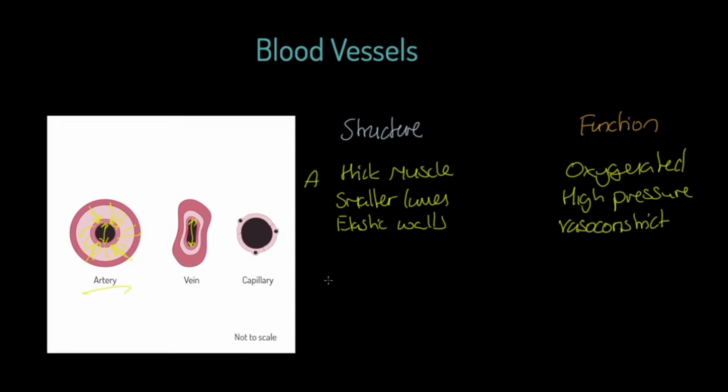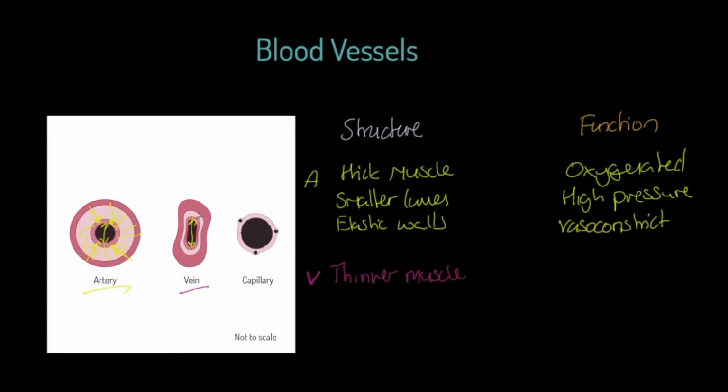Now, the second one we're going to have a look at here is our veins. So let me just put sort of pink for veins here. Our example, of course, is just here, my V. So what are our structure? This time we've got a thinner muscle wall. Let me put thinner muscle. Okay, so they do have a muscular wall.